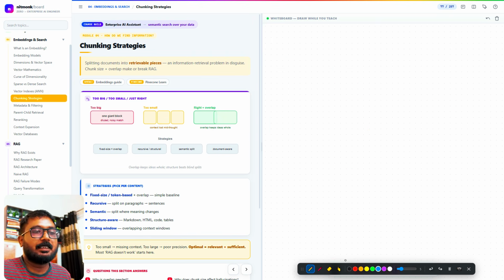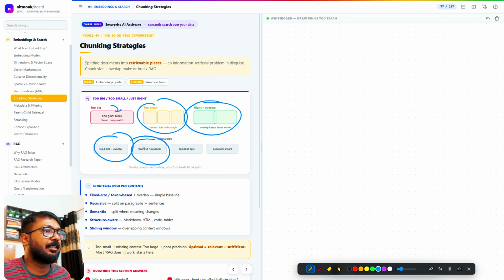So you can see, one giant block, too small, fixed size overlap, recursive structure, semantic split, document aware. These are different sets of chunkings. You should watch that video, you'll be able to understand the complete set.